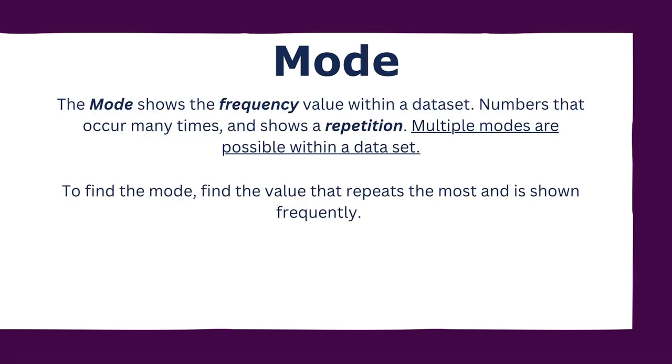Now going on to the mode. The mode shows the frequency value within a data set: numbers that occur many times and show a repetition. Multiple modes are possible within a data set, so it is possible to get multiple answers. To find the mode, you're going to find the value that repeats the most and is shown frequently.